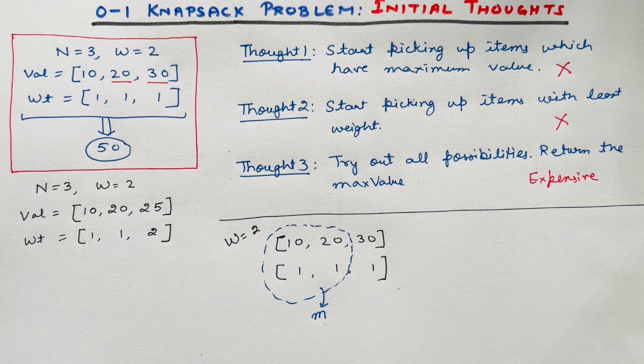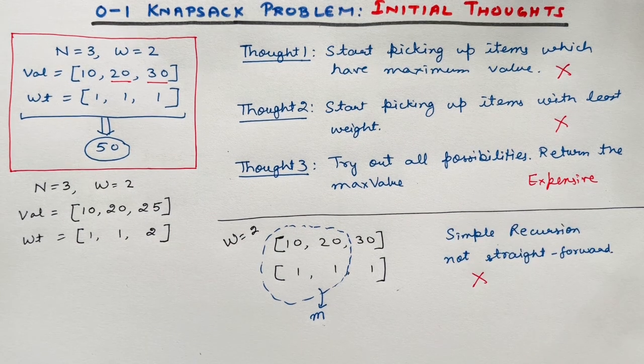No, we won't be able to, because the answer for our original problem would also depend on what items we picked here. Maybe for the answer to our original problem, we may have to drop a few items from this and pick this item. So we never know. So we can say that direct recursion on this problem is not very straightforward.